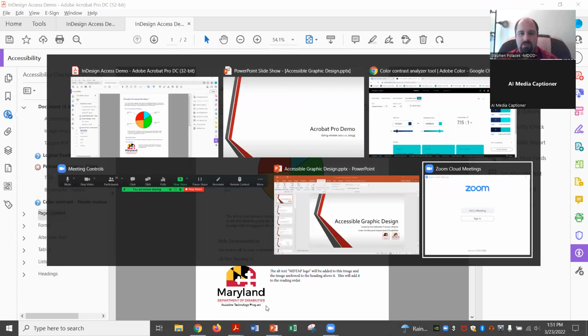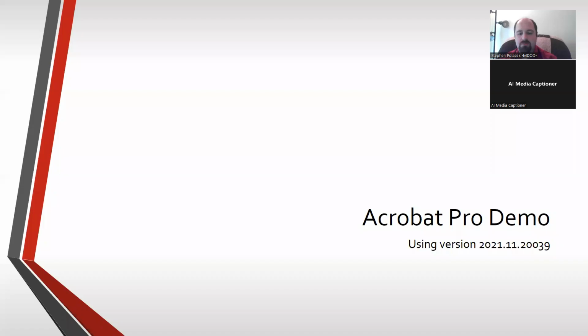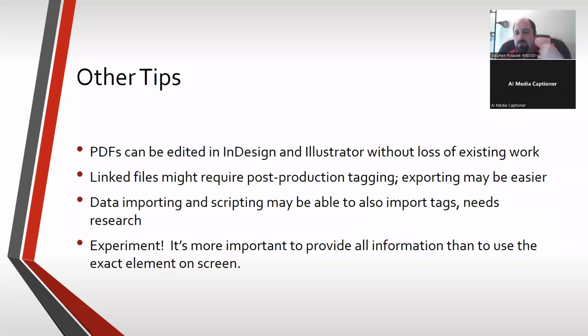All right, and back to something. Just some other tips. PDFs can also be edited in InDesign and Illustrator without loss of existing work. So if you've already put out a PDF and you just want to change it, or you find a typo or something, you can just open up that particular page in InDesign and Illustrator, fix it, and it'll still maintain all of the work you've done. You don't have to redo all this work, with the exporting and retagging and what have you.